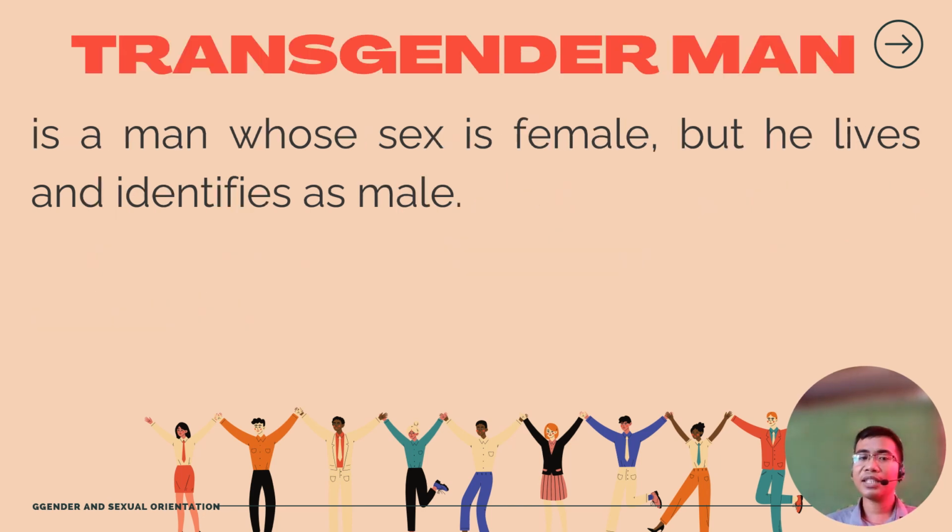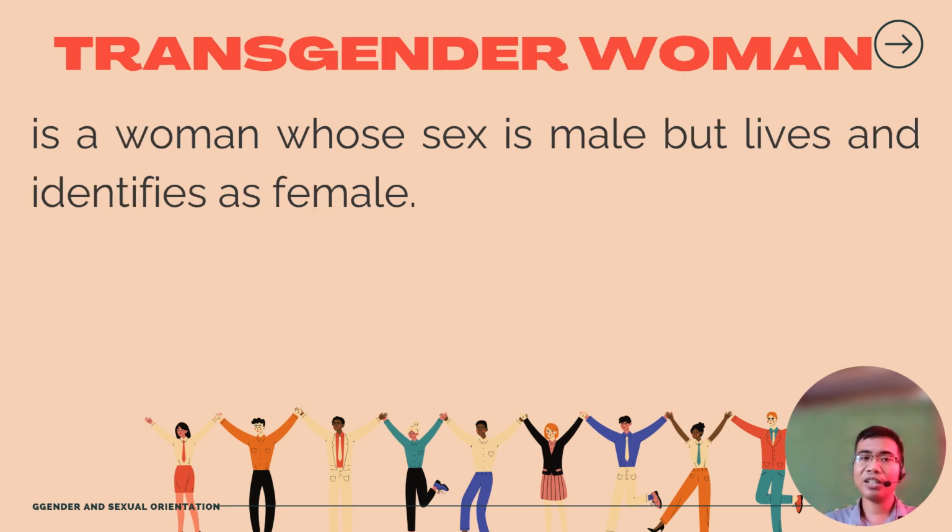Next is the transgender man. At present, he identifies himself as a man. A transgender man is a man whose sex is female, but he lives and identifies as male. So our basis here is what he is at present. For the transgender man, his assigned sex at birth is female, however, he identifies himself as male. So that is the transgender man.